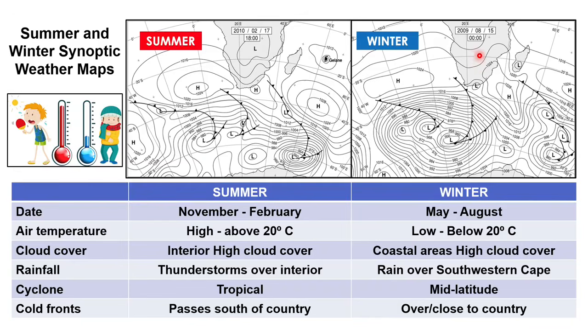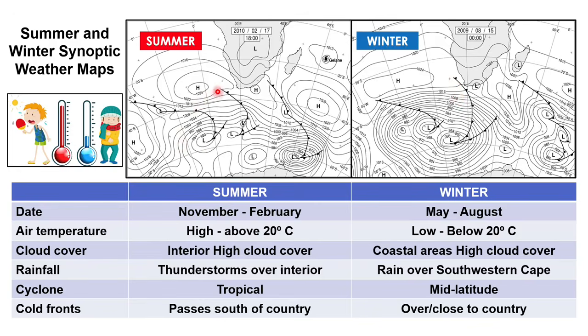And with the Kalahari high pressure cell being present here during winter, that indicates to me that it's cold, and this cold air is busy sinking and pressing down hard on the surface of the earth. And when air sinks, we will have very little cloud cover over the interior, but we do have lots of cloud cover over the coastline, especially the southwestern Cape, because of the cold fronts.